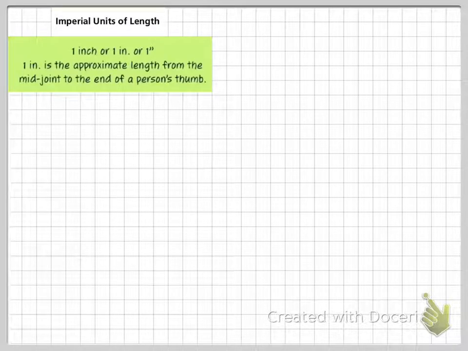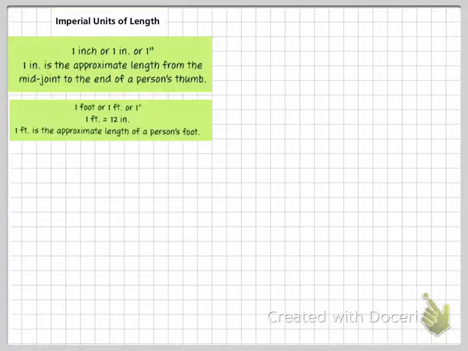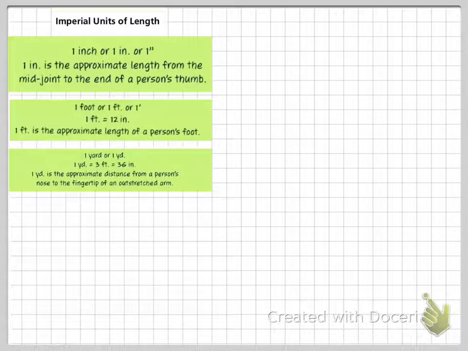Okay, here we go. We're going to look at some of the imperial units. 1 inch, which is abbreviated as 1 inch, or 1 with 2 little hash marks on the top. 1 inch is the approximate length from the mid-joint to the end of a person's thumb. 1 foot, which is 12 inches, is the approximate length of a person's foot. 1 yard is the same as 3 feet, and it's the same as 36 inches. And 1 yard is the approximate distance from a person's nose to the fingertip of an outstretched arm.